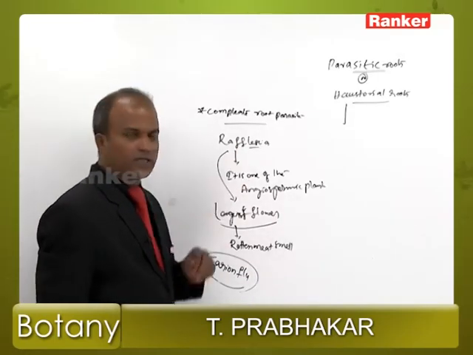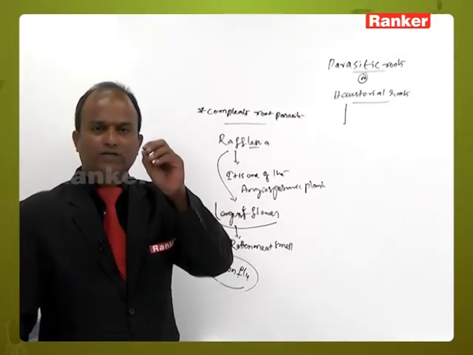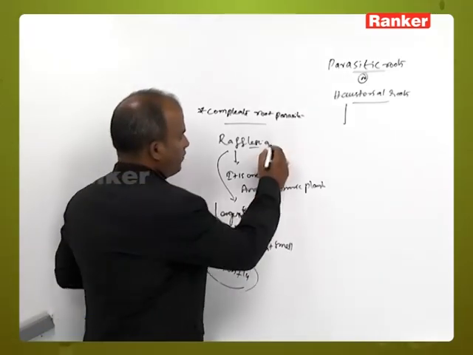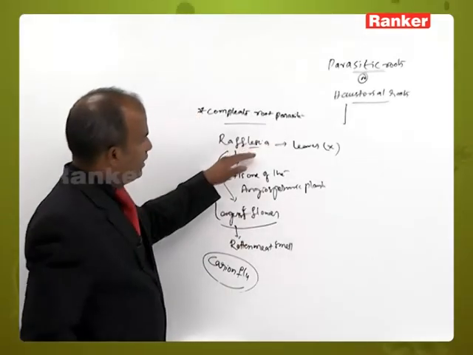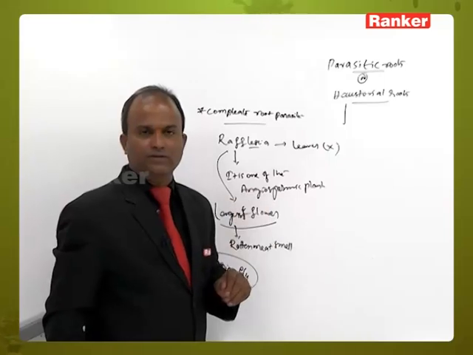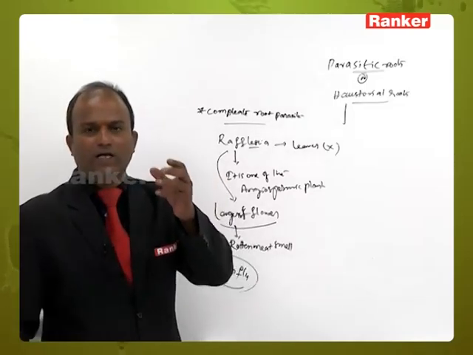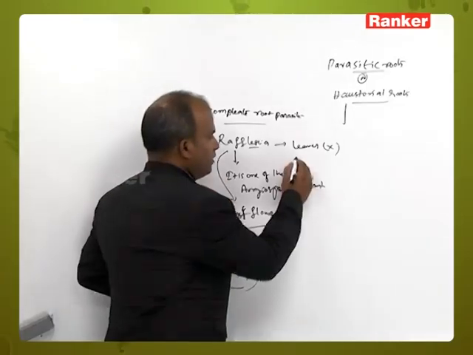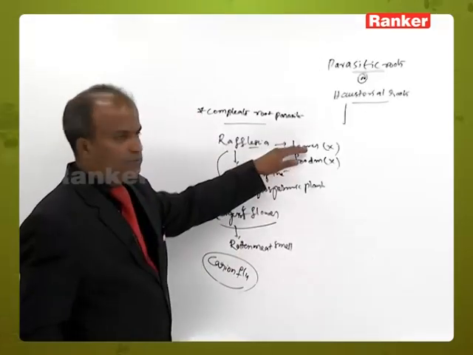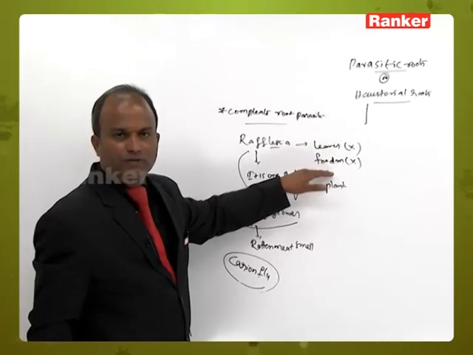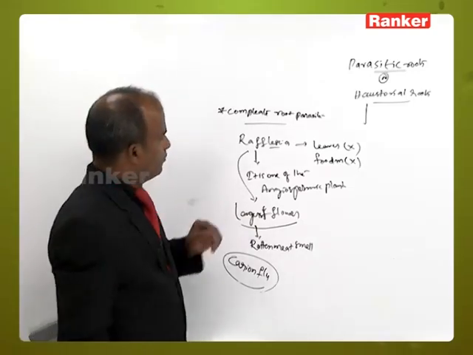And one more thing, does Rafflesia produce leaves or not? Rafflesia does not produce leaves. As it does not produce leaves, it cannot perform photosynthesis, and so it cannot prepare its own food materials. Because the leaves are absent, the food materials are completely absent. Due to which, what happens here?